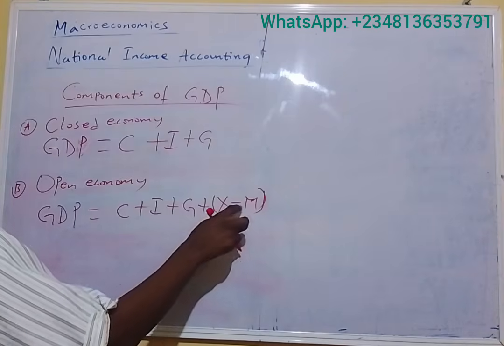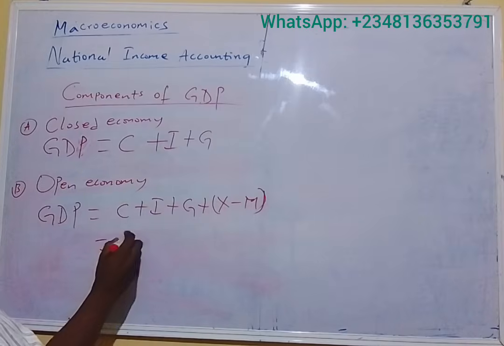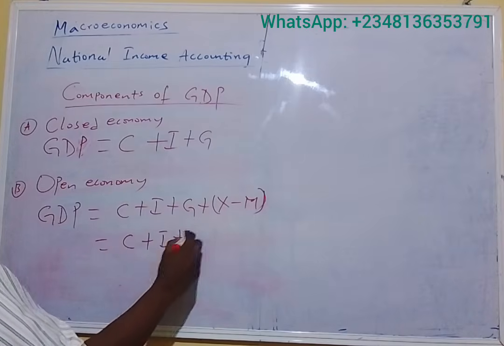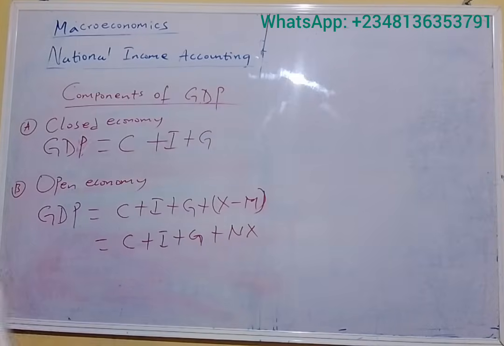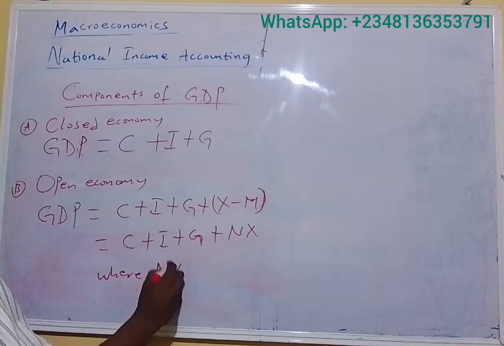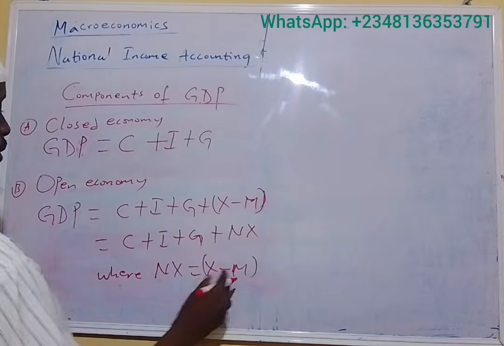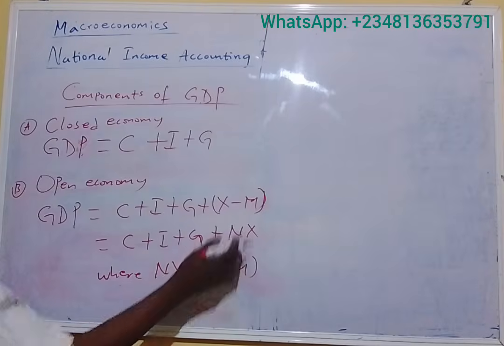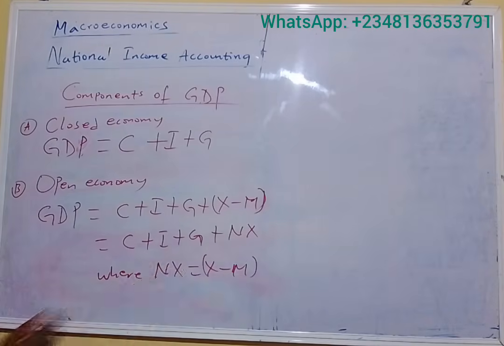Okay, export and import. Okay, in other words, this can be written as C plus I plus G plus net export, where NX, net export, is equal to X minus M. Okay, so net export is equal to X minus M, what we have here, so we can simply replace this with this here. That's what we did here. Okay, these are the components of GDP.